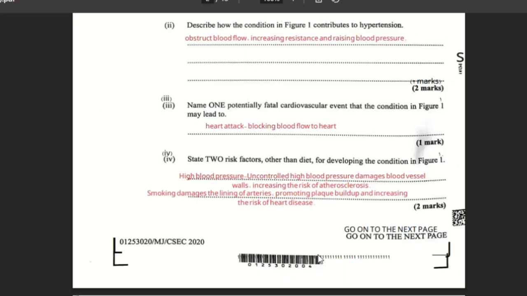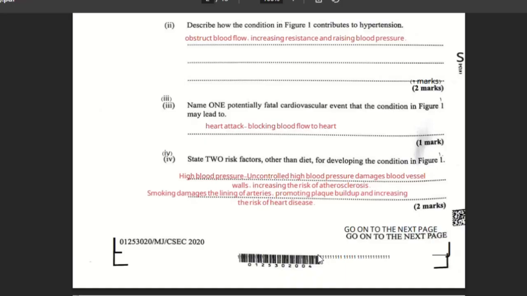And then also smoking. When you smoke, it contributes to damaging the lining of the arteries, promoting plaque buildup, and also increasing the risk of heart disease, right? So these are two other risk factors that you can mention other than diet. You cannot say no cholesterol and things like that, causing the plaque to build up in the blood vessel.